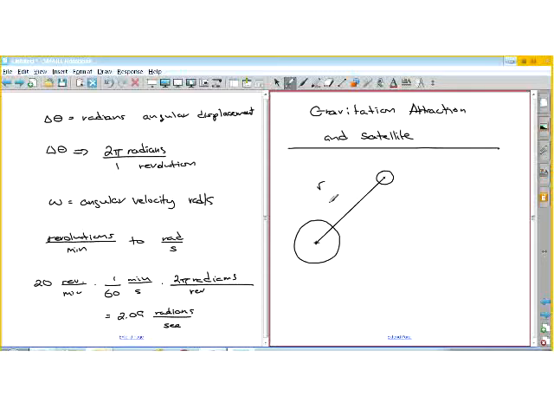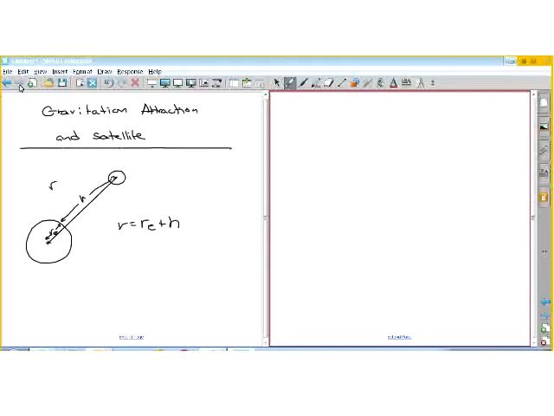So the total distance here we'll call r. And remember, r is radius, but it's really the distance between the two centers of the two objects. You have the radius of, I'm just going to put E to stand for Earth in this case, which is this distance right here. And then you have the distance above the planet right there. So you can see that r is equal to r sub E plus h, or any variation of that.